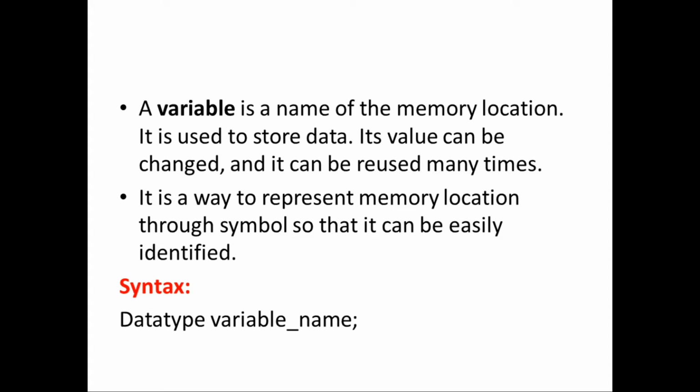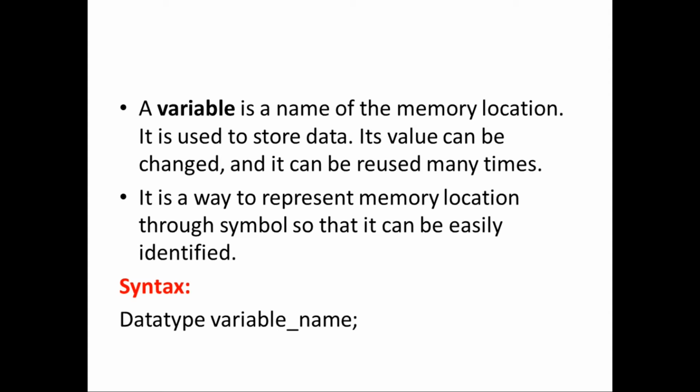Today we are going to see what variables are. A variable is the name of a memory location, and it is used to store your data. This value can be changed, and you can reuse the value at any time, anywhere in your program. A variable is the best way to represent the memory location through a symbol, so that we can easily identify where the value or the variable is stored.